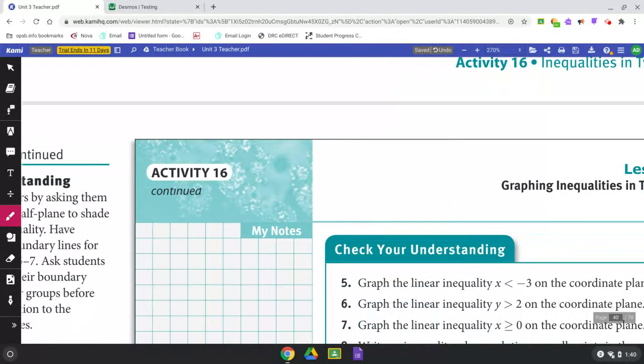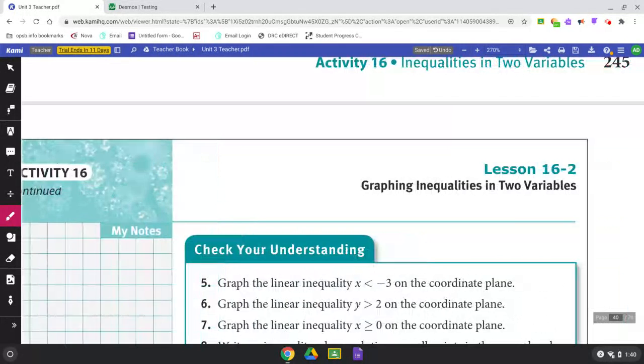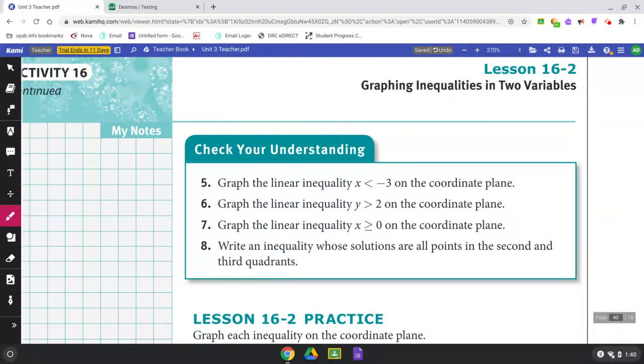All right, check your understanding 5, 6, 7, 8 is your homework. Lesson 16 practice 9, 10, 11, 12, 13 is your homework. And do not forget about the activity practice that's on page 247 and 248, that is numbers 4 through 12, that also covers 16 too.